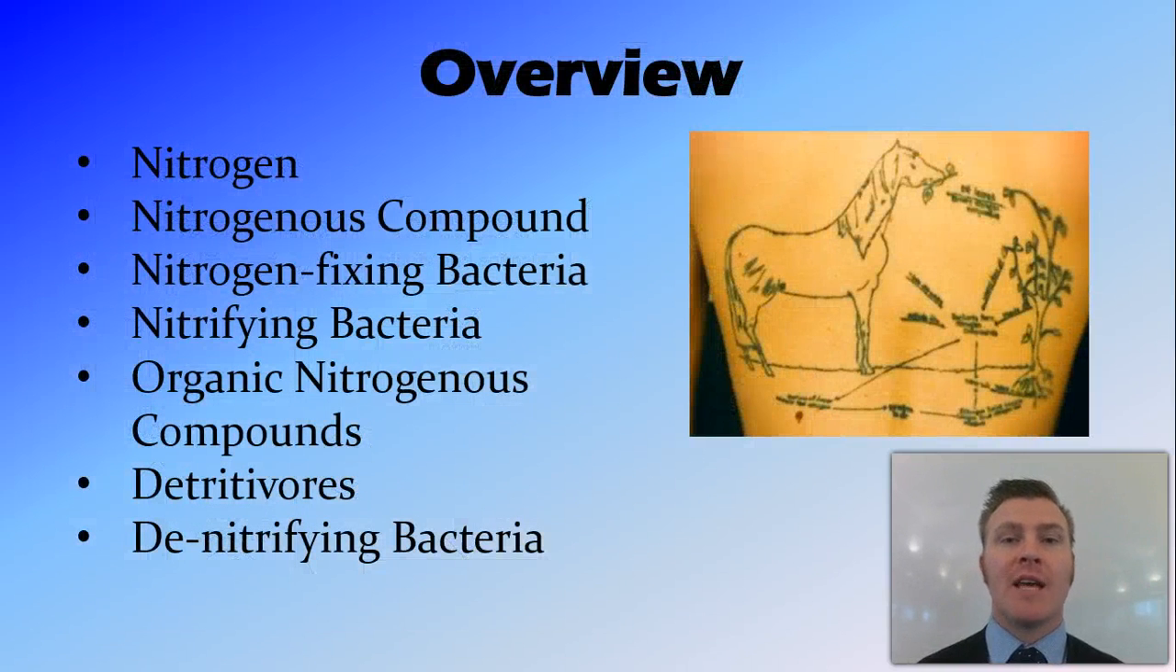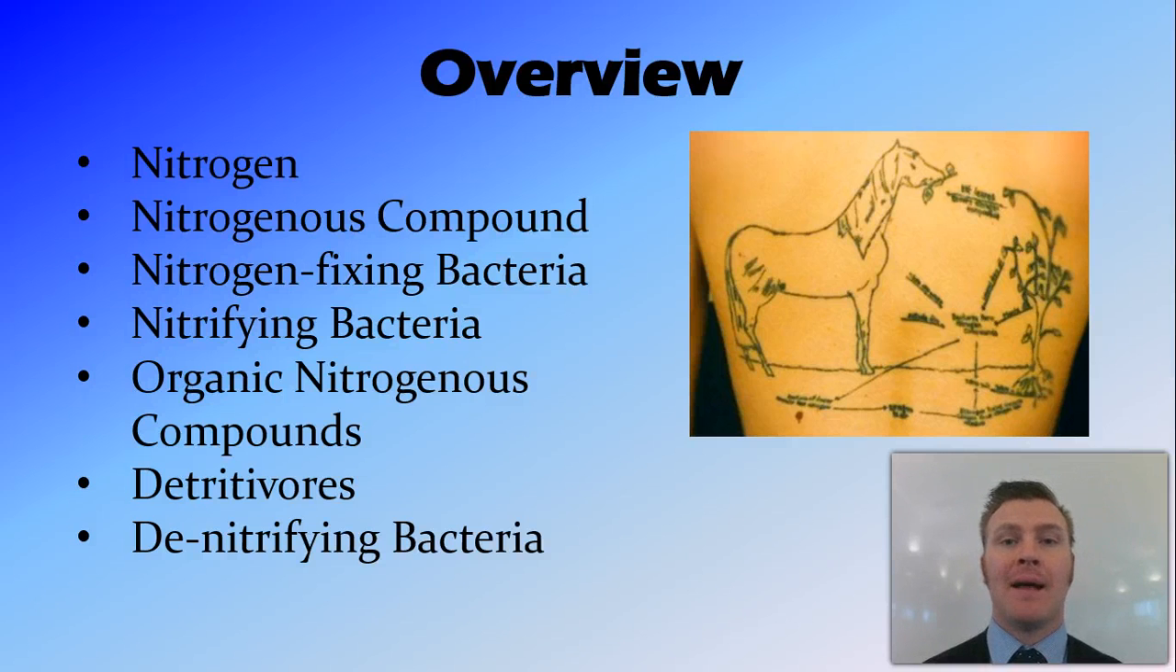In this video, we've looked at why nitrogen is important in an ecosystem, and that is for the creation of proteins and nucleic acids in plants and animals. We've looked at the different nitrogenous compounds, for example, atmospheric nitrogen, which is the largest store of nitrogen, however, it's not able to be used by plants or animals. We've looked at nitrogen-fixing bacteria, bacteria that convert the atmospheric nitrogen into ammonium. We've looked at nitrifying bacteria, bacteria that convert the ammonium into nitrates.